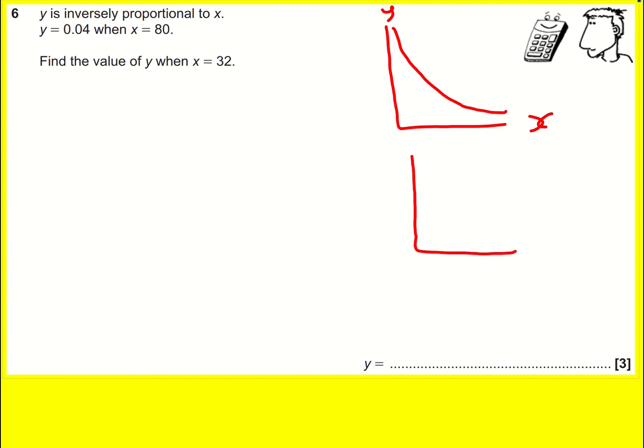Another graph you get that's really interesting is if you plot 1 over X against Y, then you get a straight line. And actually, Y is directly proportional to 1 over X. That's what inversely proportional means as well. So we can write down that Y is directly proportional to 1 over X, which is equivalent to saying Y is inversely proportional to X.